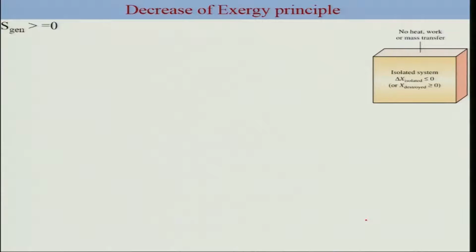Now, as we have already discussed, during an isolated process, the entropy keeps increasing. In other words, the entropy is being generated, and thus we have defined that S generation is greater than or equal to 0. That we talked about earlier is the principle of increasing entropy.